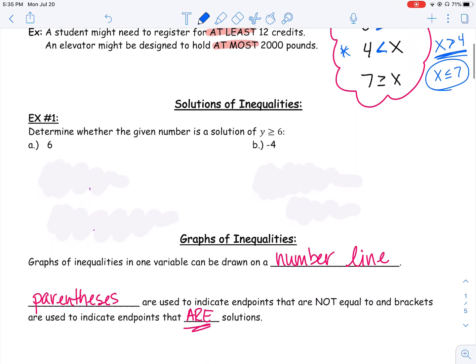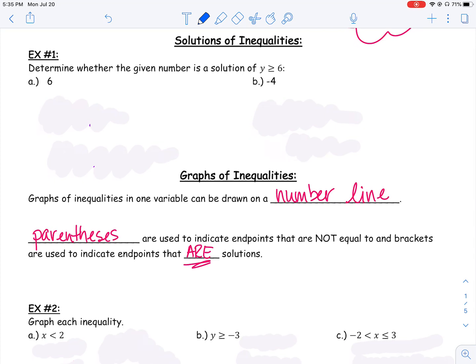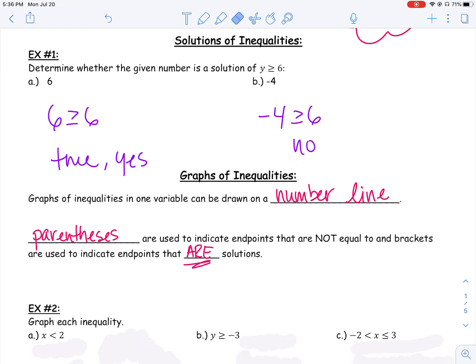All right, let's talk about example number 1, where we're looking for solutions of inequalities. And how do I know if it's a solution? Well, example number 1 says determine whether the given number is a solution of y is greater than or equal to 6. So if y is 6 and I substitute that in, is 6 greater than or equal to 6? Well, yeah, it's equal to. So that works, right? 6 or bigger than. And so 6 is a solution to that inequality because it's true. What about -4? If I substitute in a -4, is -4 greater than or equal to 6? Well, no, it's less than, right? So that would not be true. So -4 is not a solution to that inequality.